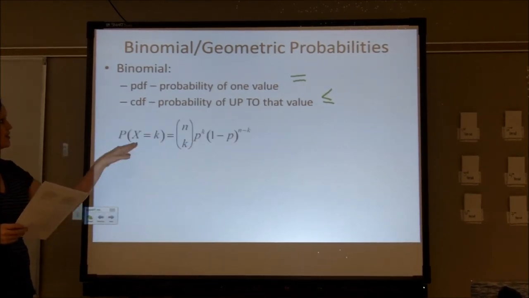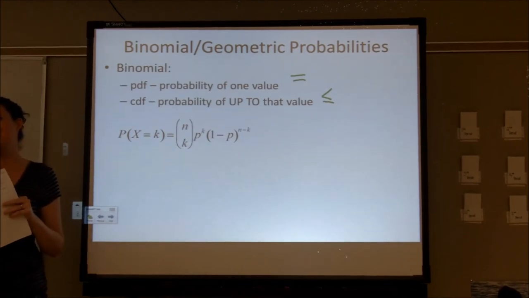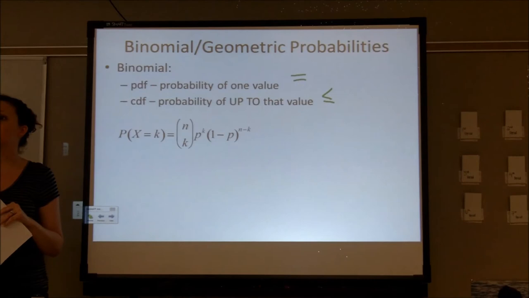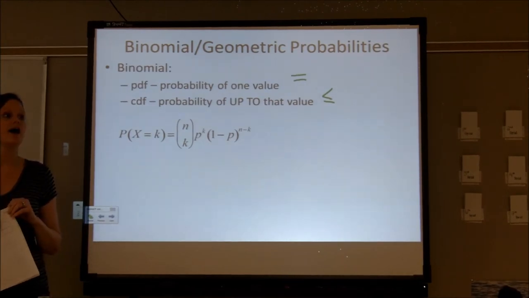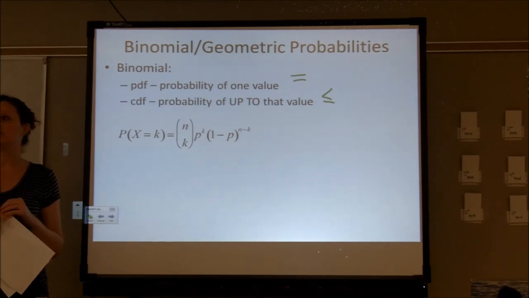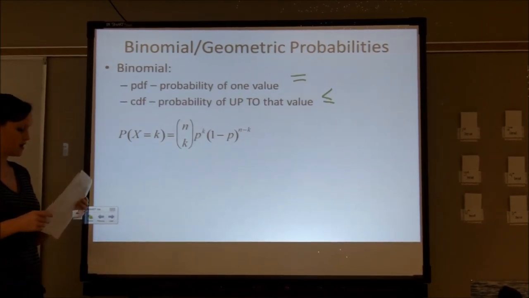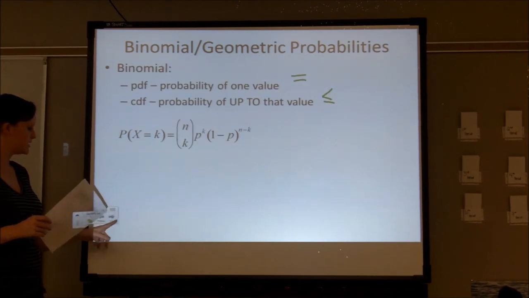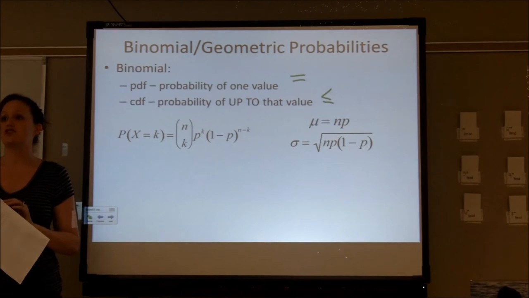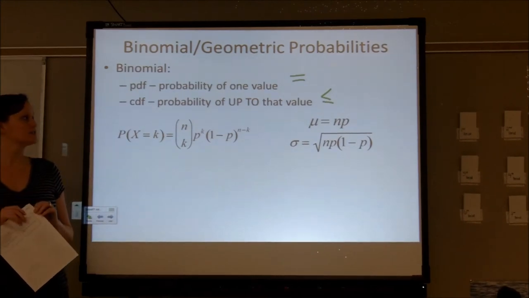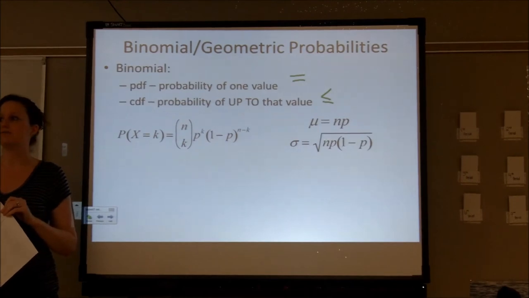The binomial formula, there it is. It's in the reference sheet. Remember, we have to be able to use the formula. The calculator does the actual number crunching for us, but we have to convince the grader that we know how to use this formula. It's silly. And the mean and standard deviation of a binomial distribution are also on the reference sheet. All of this is on the reference sheet. It doesn't tell you what PDF and CDF mean, but the other stuff is.